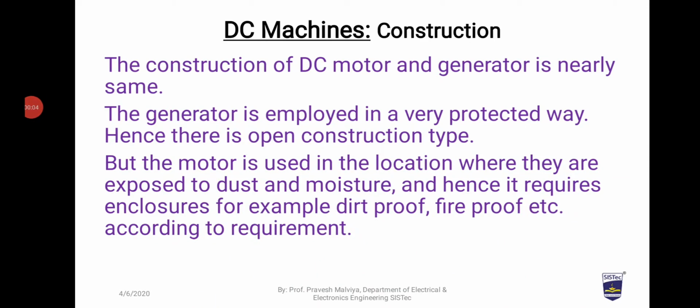So in the previous class we had a brief discussion about construction of DC machine. In that we discussed that the construction of DC motor and DC generator are nearly the same, but the thing which is different in both constructions is their enclosure. So in this lecture we'll discuss the main parts of DC machines.